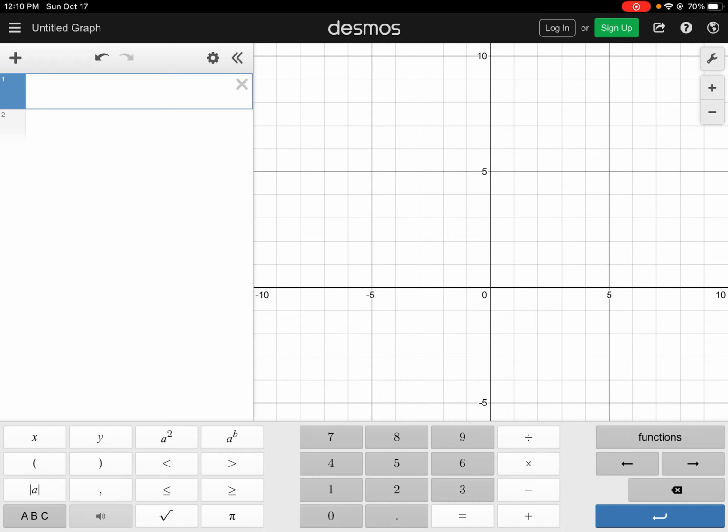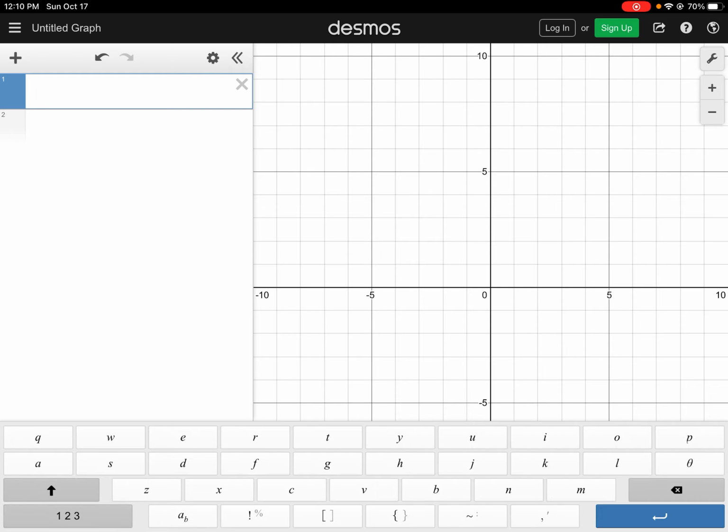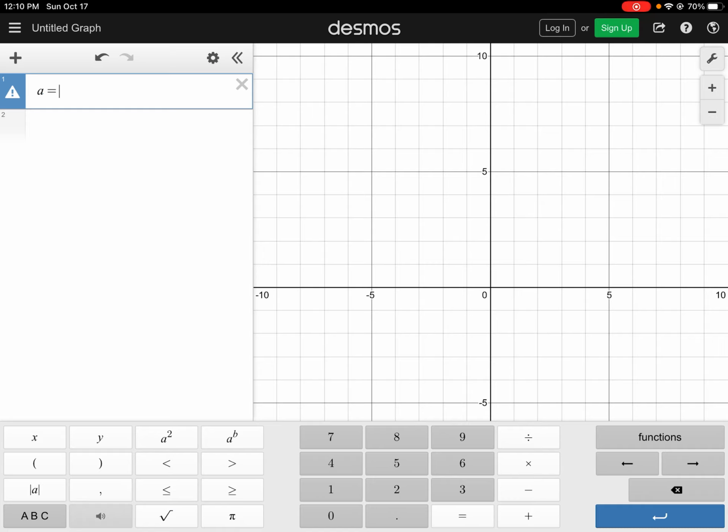To do this, you have to give your endpoints a name. I'm going to use A and B. Don't ever use X and Y because Desmos will think you're trying to graph some sort of function or line or parabola. So always use A and B, or whatever two letters, as long as it's not X and Y. I'm going to say A equals, and then type in my first endpoint, which was (1, 2). And don't forget the comma, because Desmos has to understand that it's a point. And when you do that, you see it graphed on your graph.